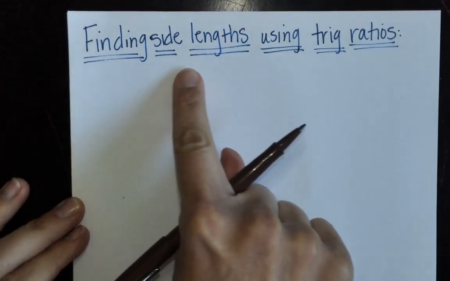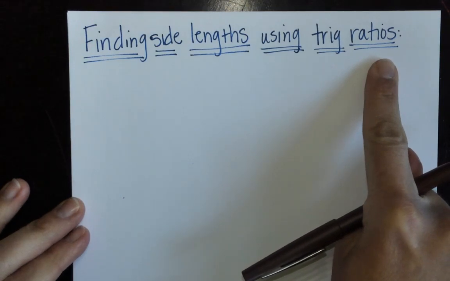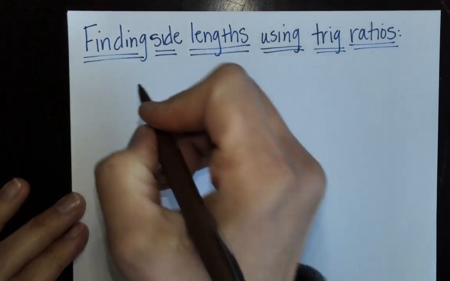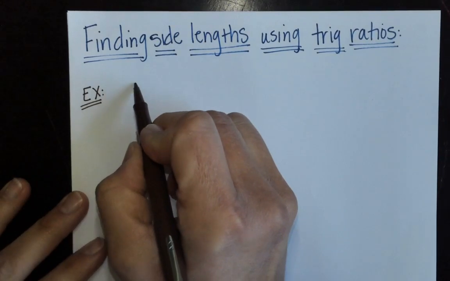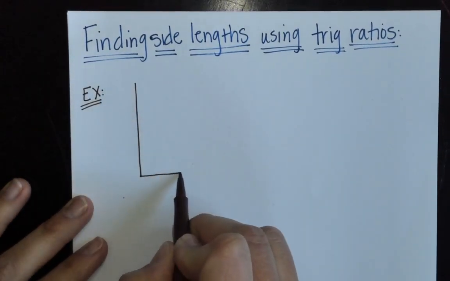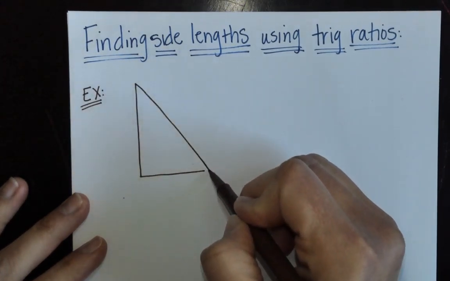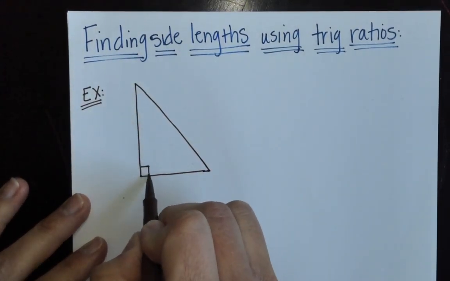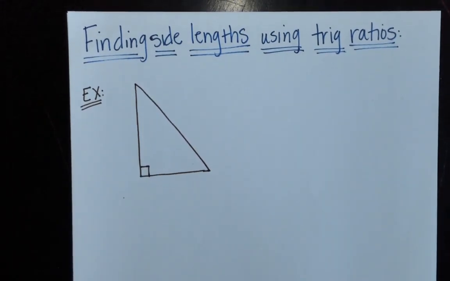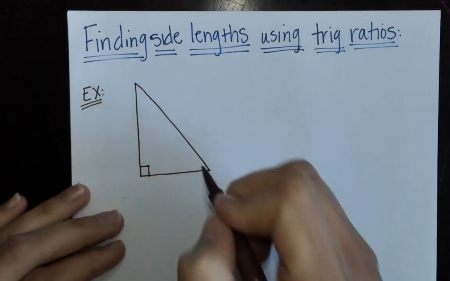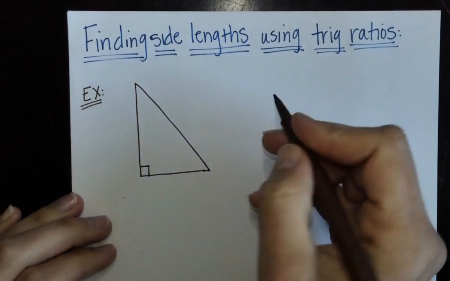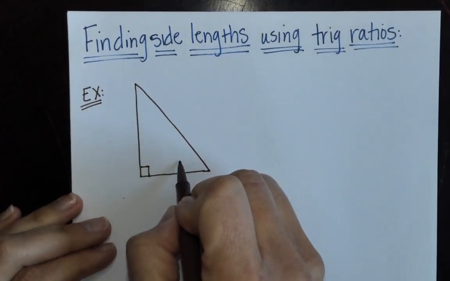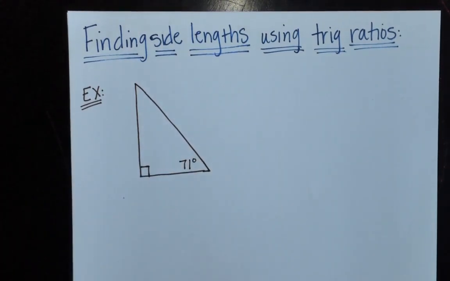So right now I've switched gears. You can see up here I've talked about how we're going to find side lengths using our trig ratios. What that's going to look like is you're going to be given a right triangle. And unlike our special right triangles, we're going to have a measure that isn't 30, 60, 90, and it's not 45, 45, 90. In fact, I'm going to make this angle measure 71 degrees. So clearly not one of our special measures.